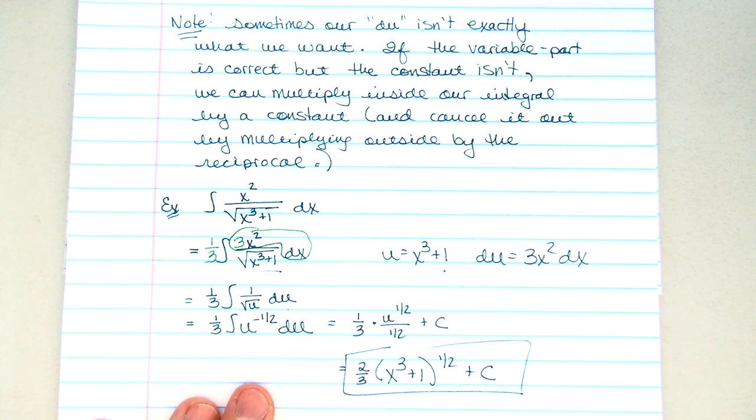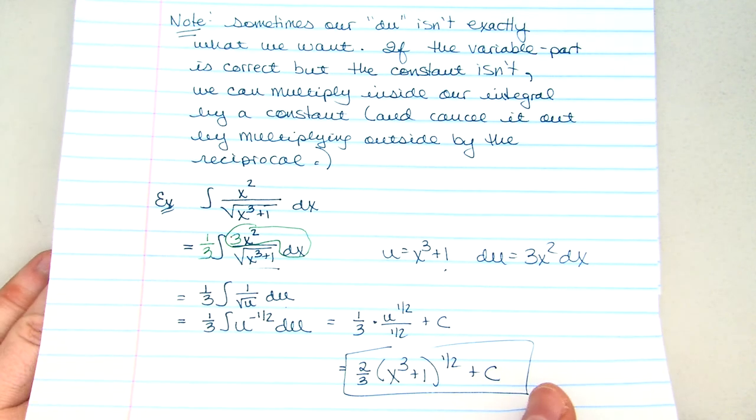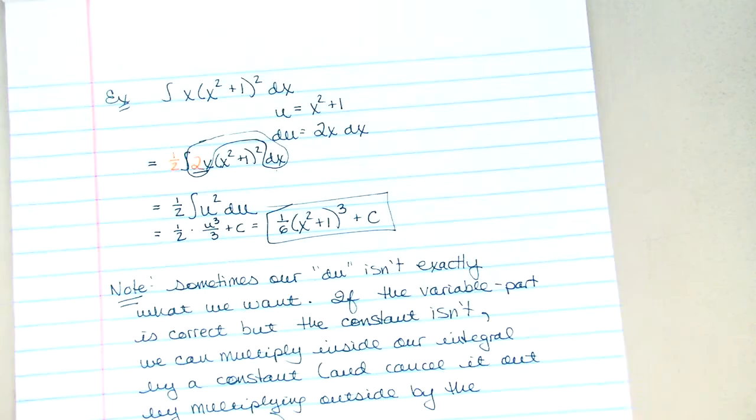Are you seeing this adjusting thing? The multiply inside, multiply outside. Usually they're not going to be exactly perfect. You're going to have to mess with the constants a little bit. I'd like to show you 2 more. I think I only have time for 1 more.